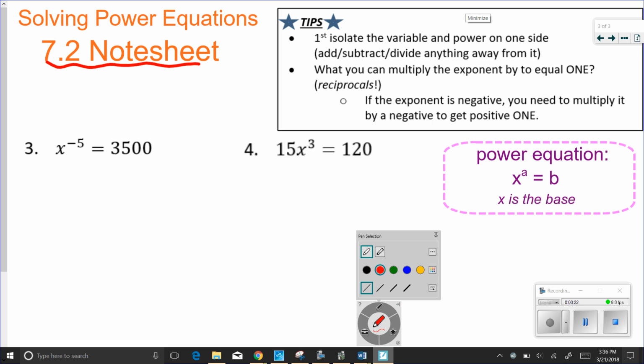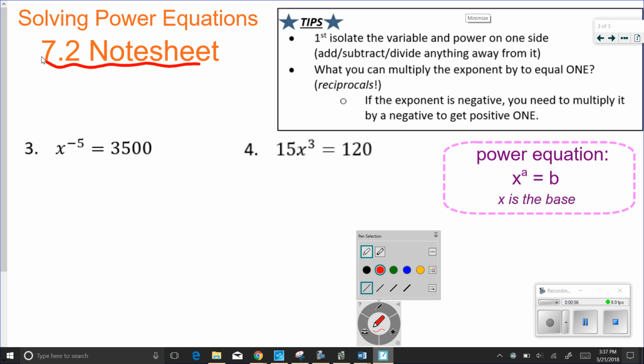So this is going to be only when you have x showing up one time in the equation being raised to an exponent, something like 2x squared plus 4x plus 1 equals 0. This is not a power equation because you have x showing up several times. This is a quadratic equation, which you would use very different steps to solve. Okay, so a power equation looks like what we have here in 3 and 4, where we have x being raised to some exponent.